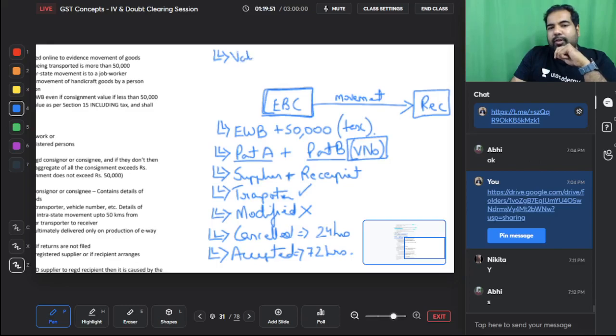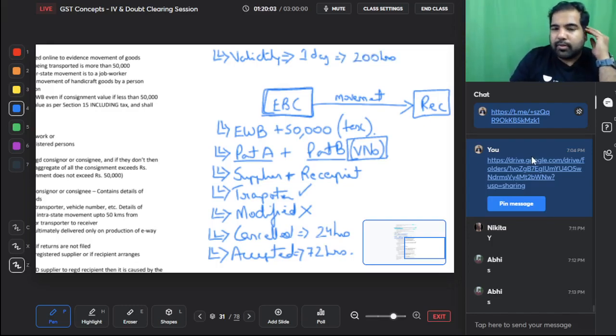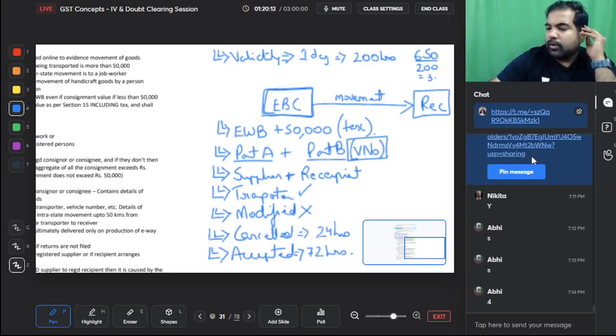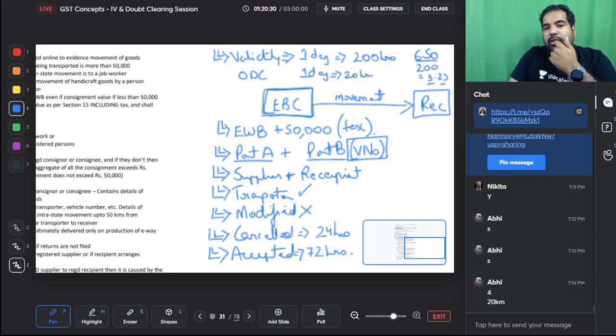Is there any validity of the e-way bill? Yes, and there is a change here, guys, so it's important. Validity of the e-way bill is 1 day for every 200 kilometers. So if you are going somewhere which is 650 kilometers, divide by 200, you will get 3.25. So you will get 4 days. But if it's over dimensional cargo, like big cargo, or if one of the transport modes is waterways, then it will be 1 day for every 20 kilometers. So it suddenly becomes very slow.